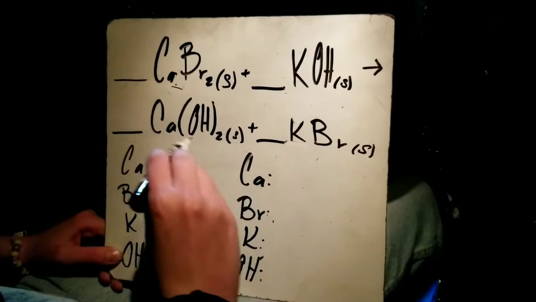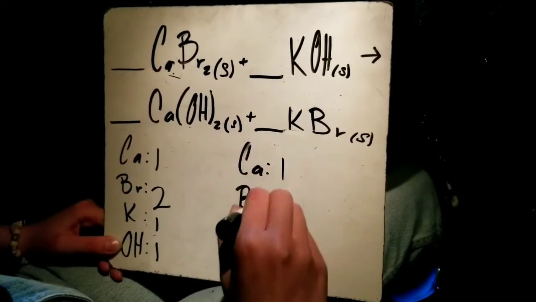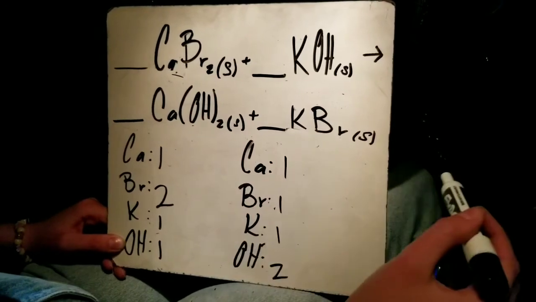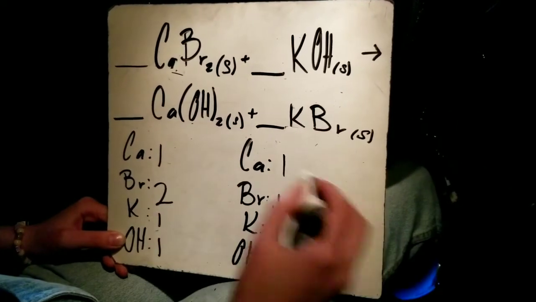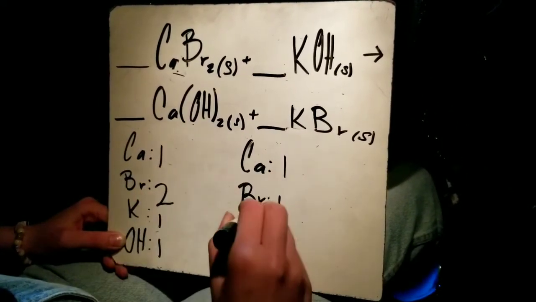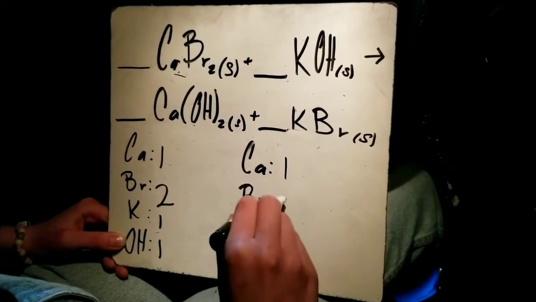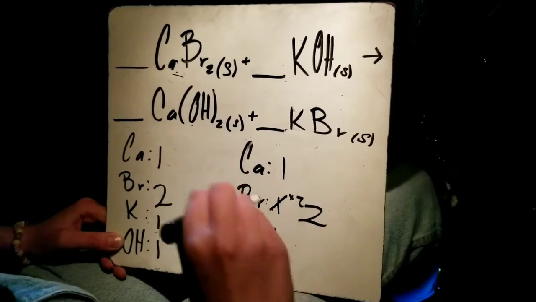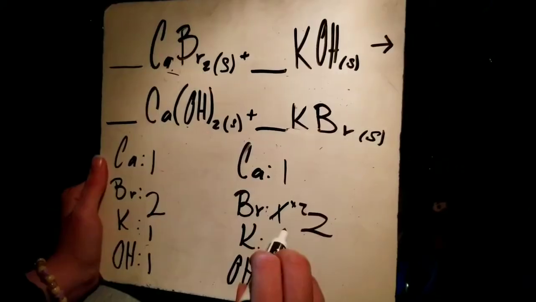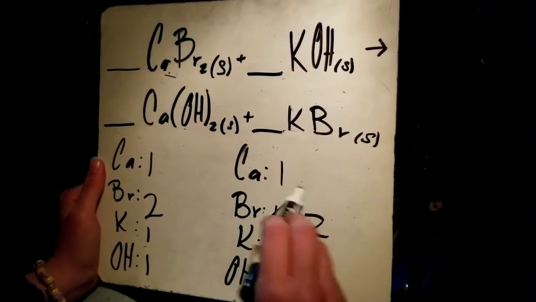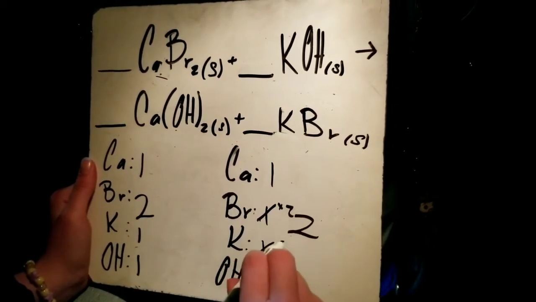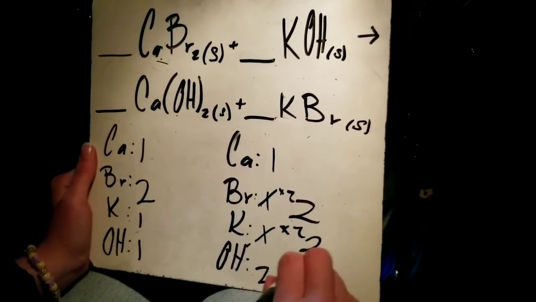Now we look at the product side. Calcium has 1, hydroxide has 2, potassium has 1, and bromine has 1. Now we need to balance it. First, let's look at the first uneven part. Cross that out, multiply it by 2, and then you get 2. But since we multiplied this by 2, we have to multiply potassium as well. So multiply that by 2, and you get 2.